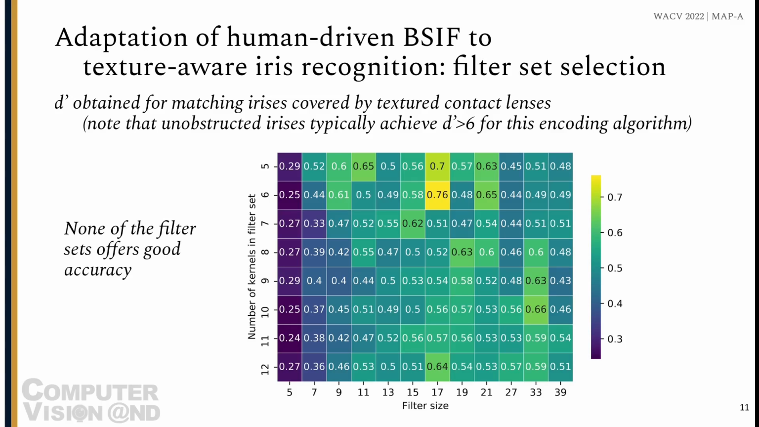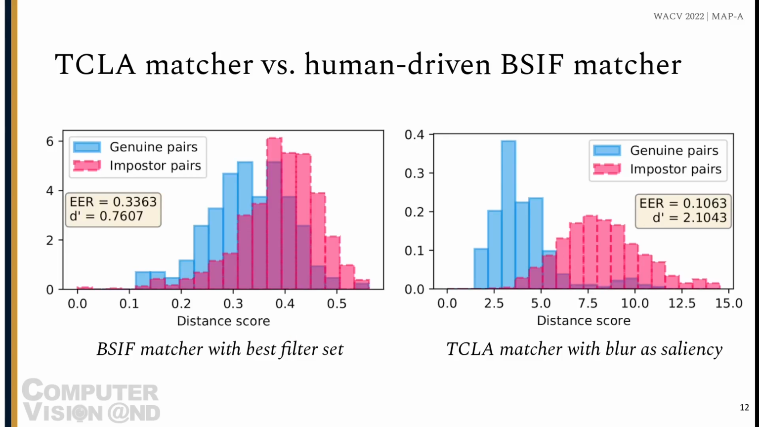For our baseline comparison, we chose the best filter set from the previous slide and plotted the distributions of genuine and imposter matches. These two curves indicate probe irises when they are compared against the second enrolled iris. In blue, we have genuine pairs, and in magenta, we have imposter pairs. Ideally, in a good matcher, we want to see these two curves well separated and without any overlap, which correlates with a high sensitivity index.